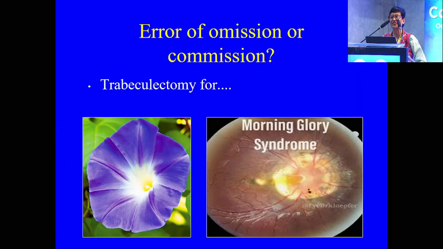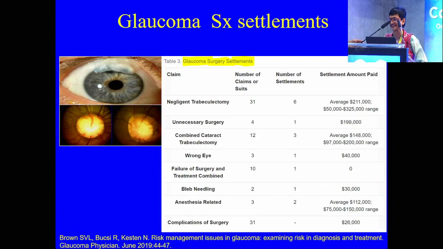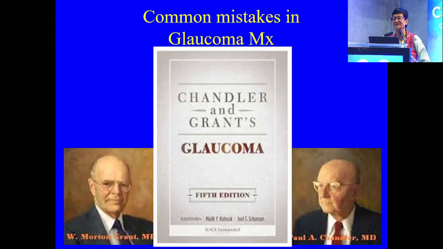So is this an error of omission or commission? This is a question for you: doing trabeculectomy in morning glory syndrome. Omission or commission? It is definitely a commission, no? Doing a wrong thing. Thank you. This gets included in the glaucoma surgery settlements, where surgery is unnecessarily done.